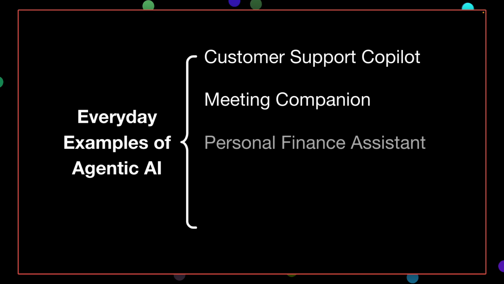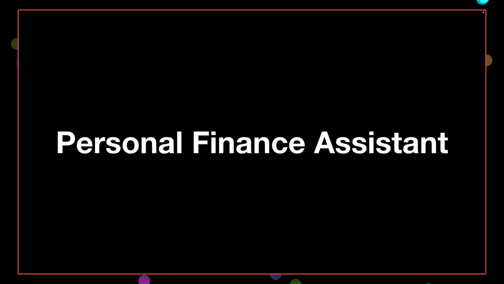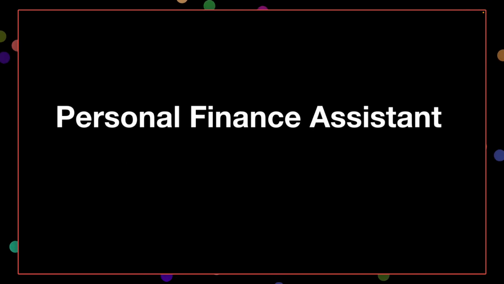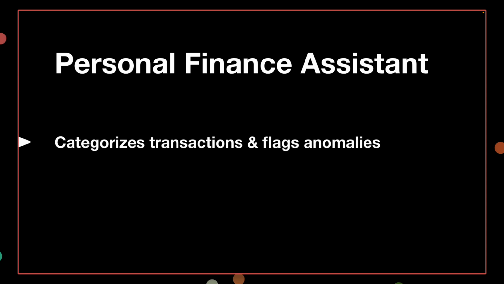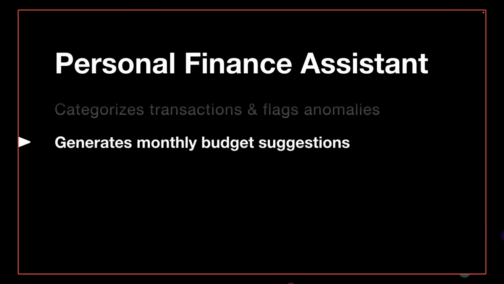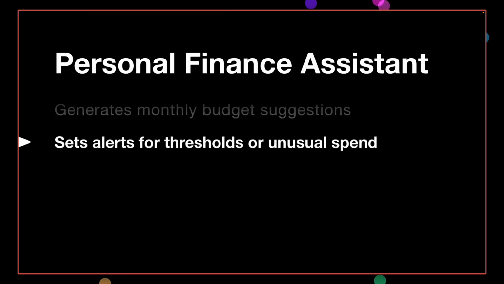In the case of personal finance, agentic AI can categorize your transactions, flag anomalies, generate budget suggestions, and even send you alerts when you are spending over the threshold. It acts like a smart financial advisor who's always there for you, always monitoring and guiding you.